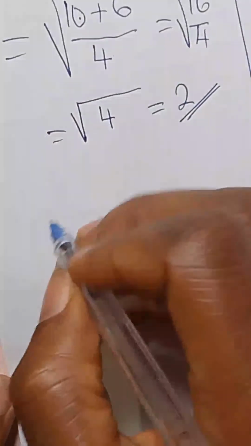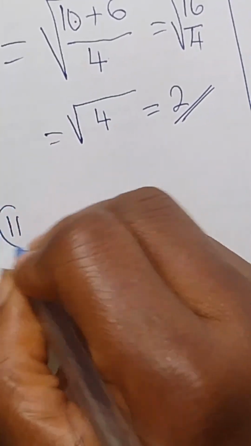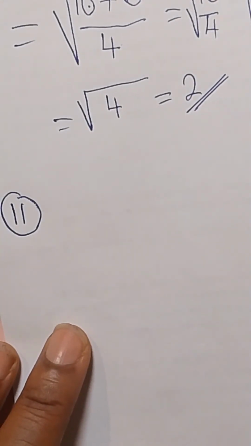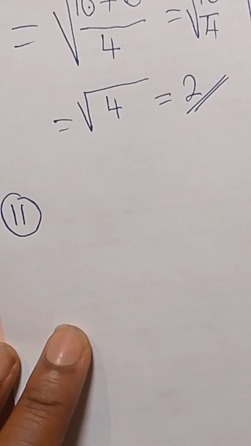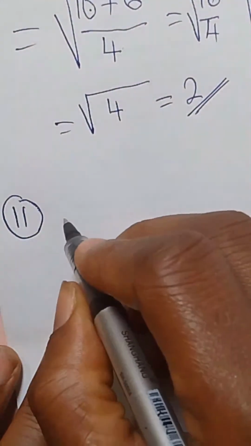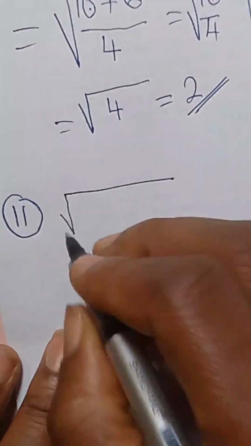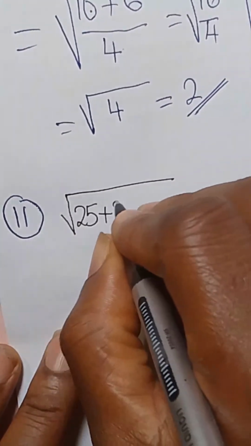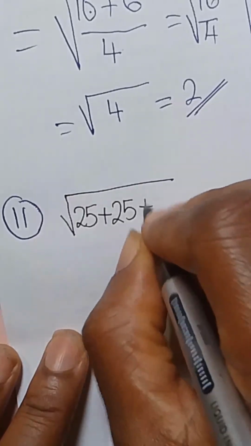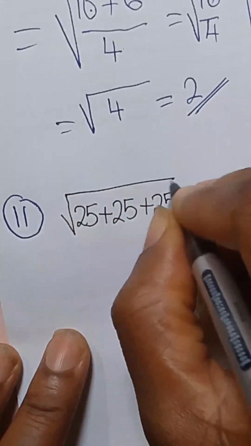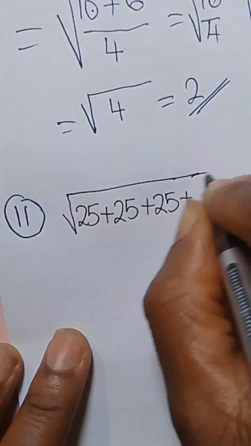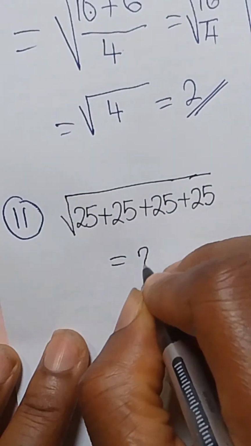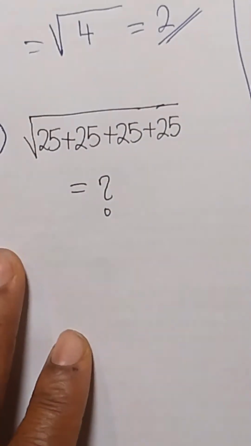Question number 11. Question number 11 says, you're given the square root of 25 plus 25 plus 25 plus 25 is equal to what? So solve this, drop your answer.